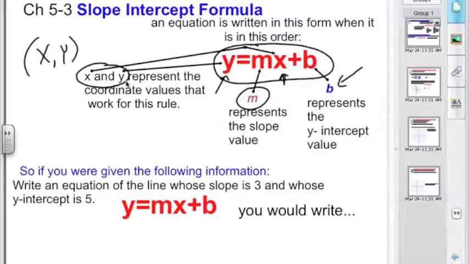And there is one situation in which the line that you graph does not cross the y-axis. So just be aware of that. We won't see it today, but it can happen.